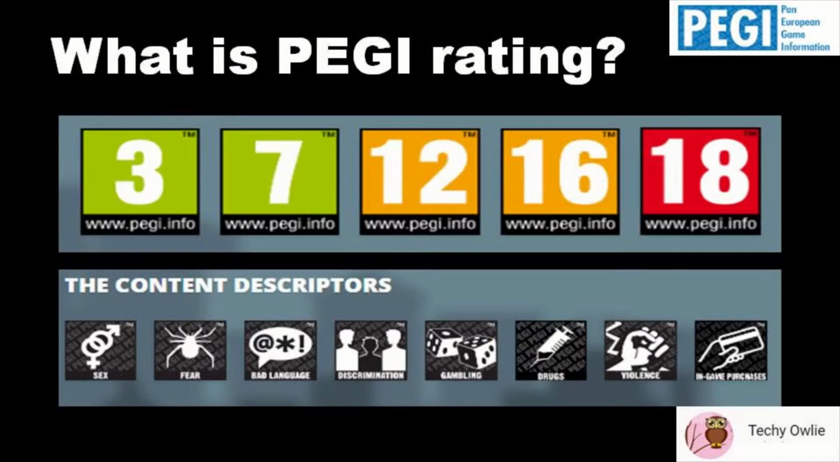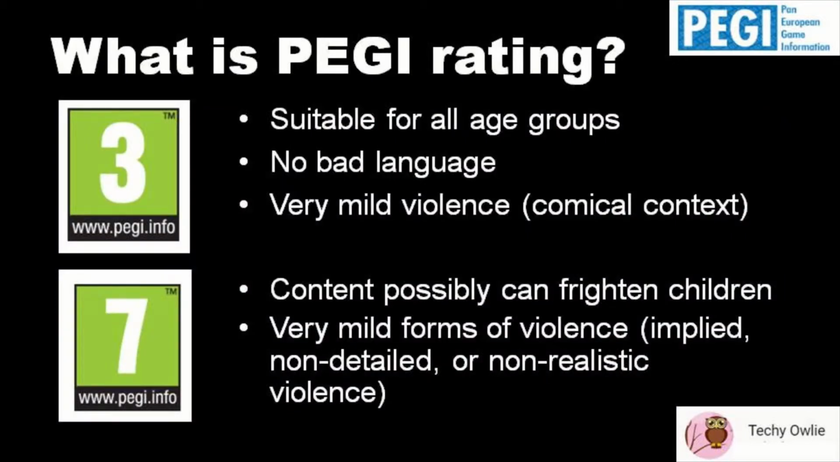Moving on. If the CD has the rating 3, it means that it is suitable for all age groups and you can buy without tension. It doesn't feature bad language and it doesn't have violence or realistic violence, as they call it. PEGI rating 7 ensures that the content has very mild forms of violence and it is non-realistic violence. However, some of the content may frighten children. So this is usually for children more than 7 years of age.